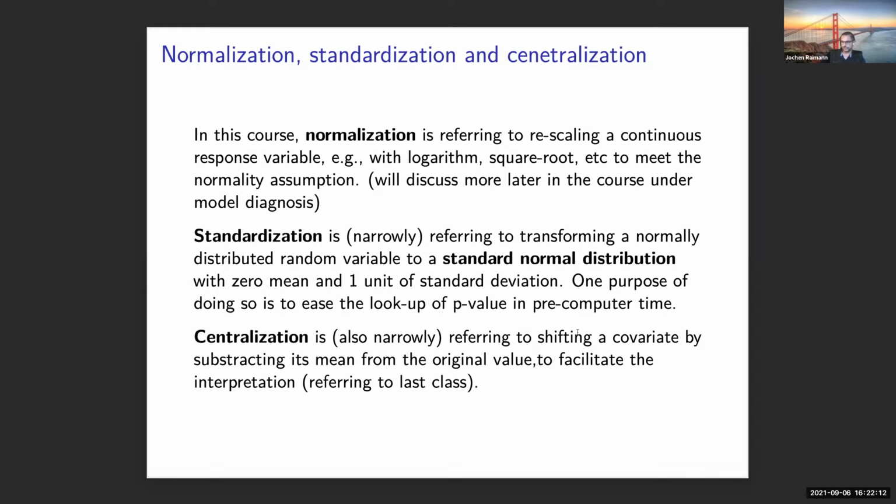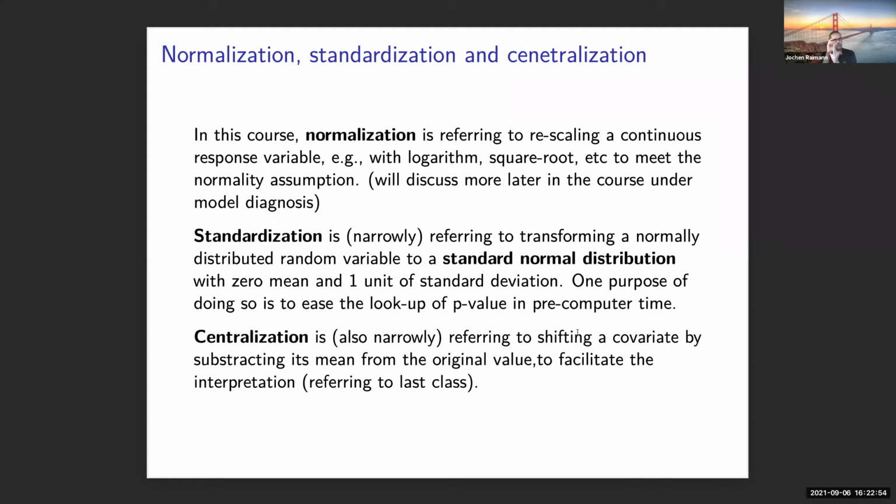Lastly, centralization is referring to the shifting of a covariate by subtracting its mean from the original value to facilitate interpretation. So what you're doing by that, essentially, is shifting the intercept. You remember we had this example in last class with centralization of the glucose, which again resulted in a glucose value that was too high. But besides that, we had a shift of this reference value. So it was not the intercept anymore. It was now suddenly something that was higher and closer to the mean. Essentially, it was the mean.